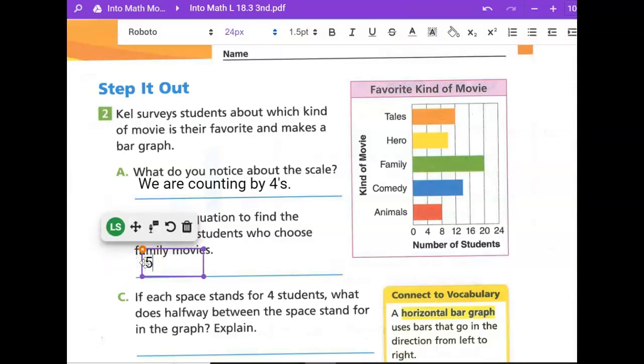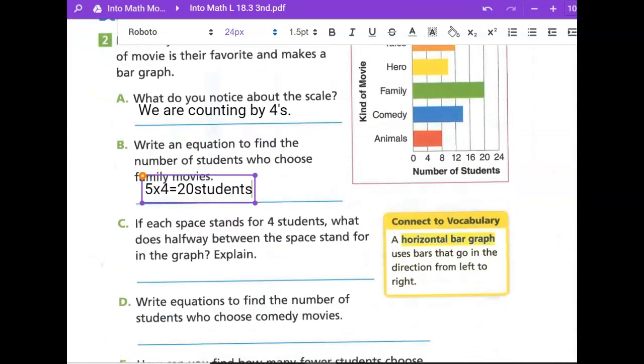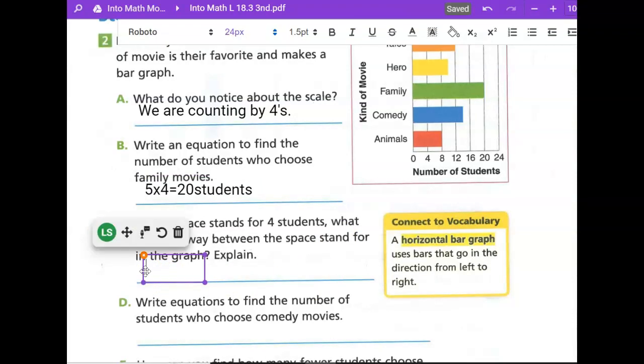We could have 5 times 4 for 5 jumps of 4 equals 20. What is it? Students. Okay. If each space stands for 4 students, what does halfway between the space stand for? Halfway between the space stands for 2.